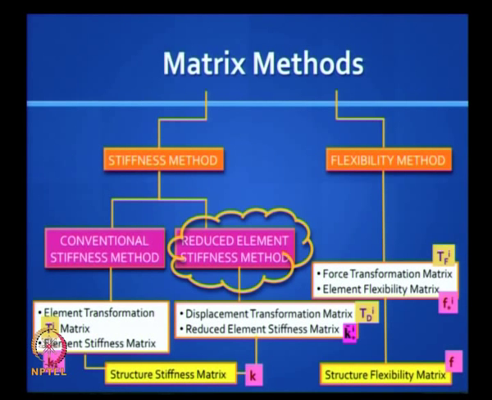So we are covering all kinds of skeletal structures, and you can clearly see there are two broad methods. There is the stiffness method, which is preferred for programming compared to the flexibility method. In the stiffness method itself, you have the conventional stiffness method, you have a simplified formulation called the reduced element stiffness method, and that is a method that we are going to discuss in this session.